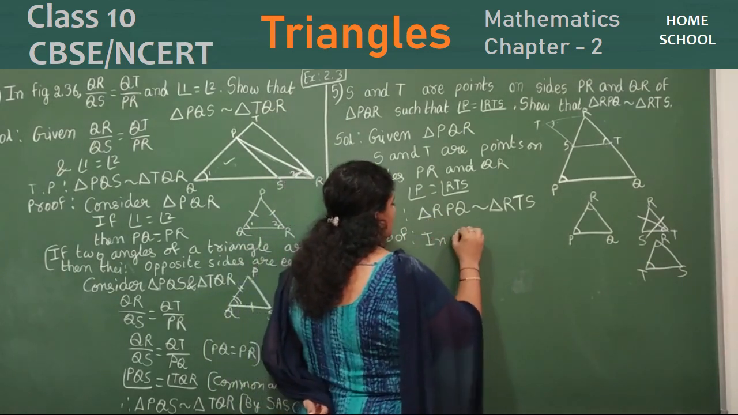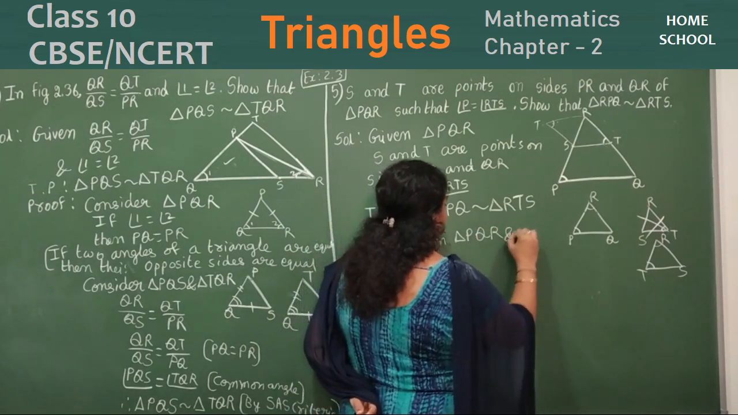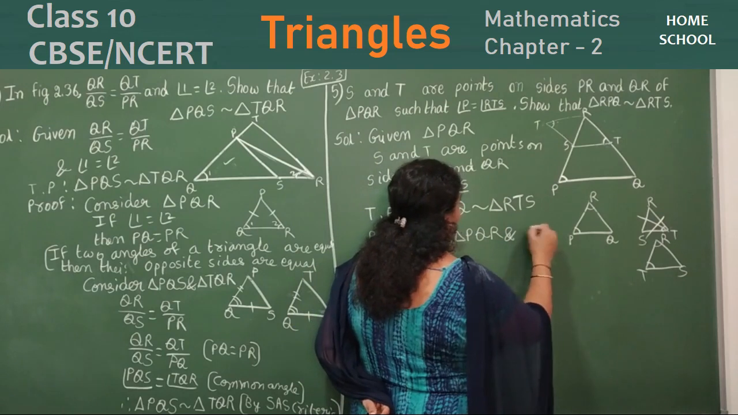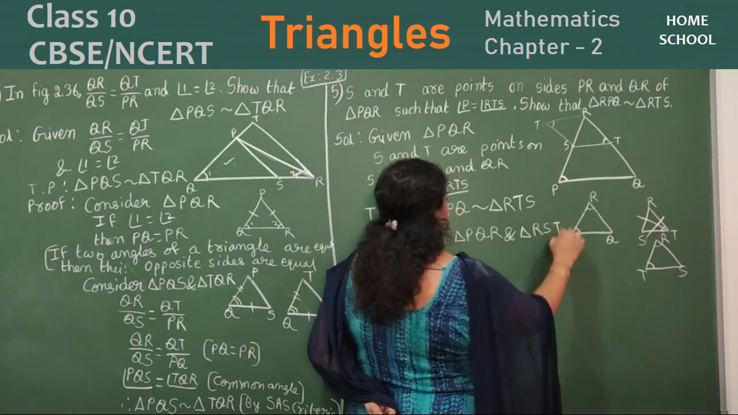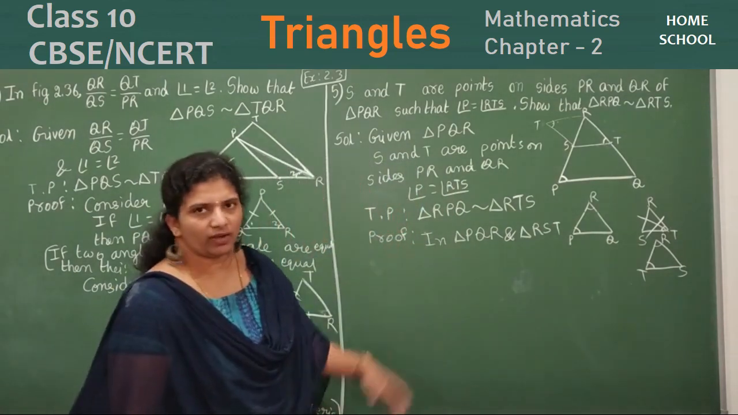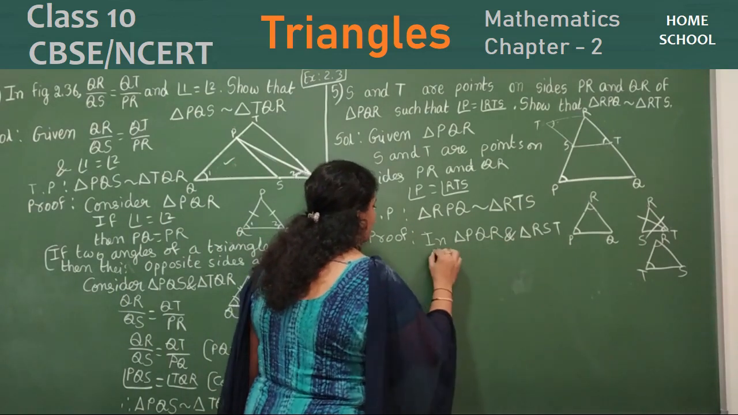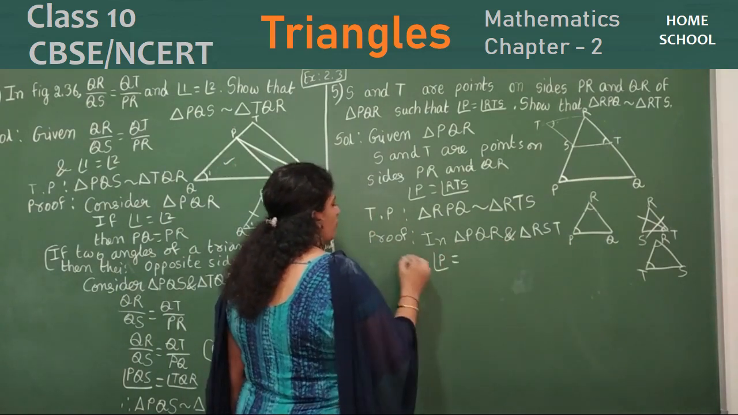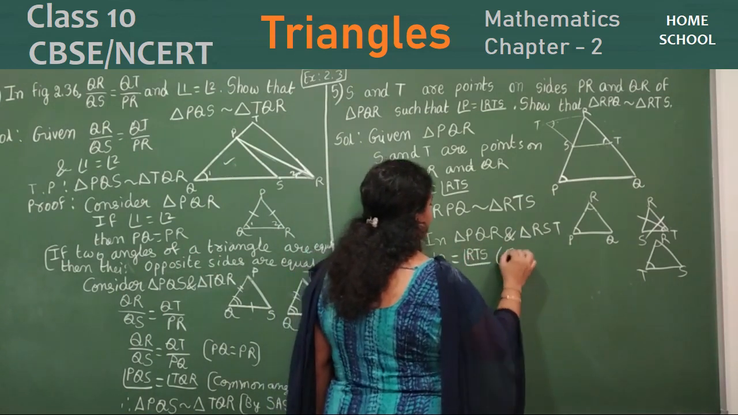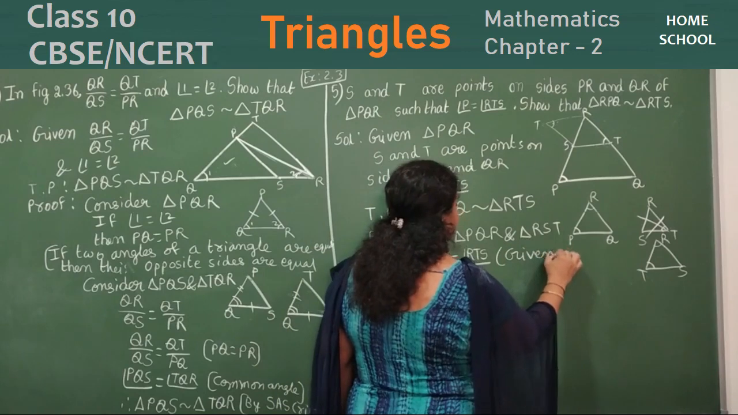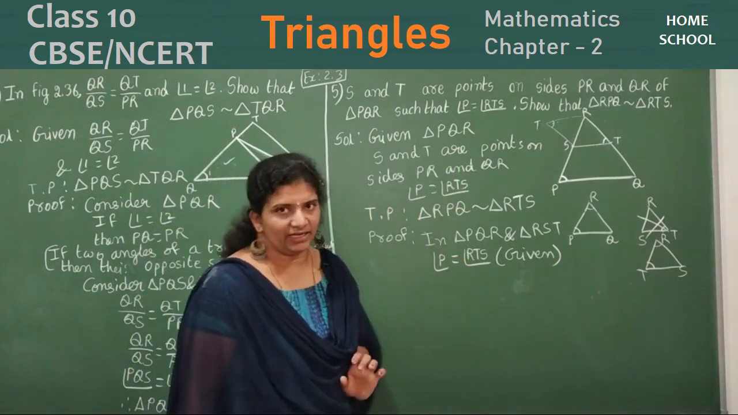In triangle PQR, consider triangle PQR and triangle RST or RTS. Anyway, you can write it, no problem. So now, in these two triangles, what are you saying? First one, we know. What do we know? Already given that angle P is equal to angle RTS. Write the reason beside it. How am I writing this statement? It is given data.